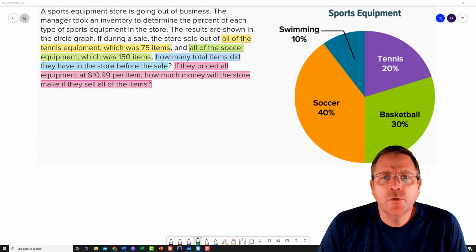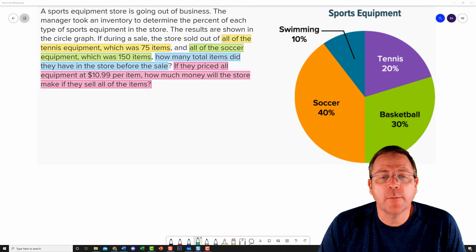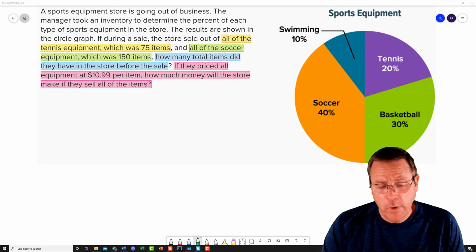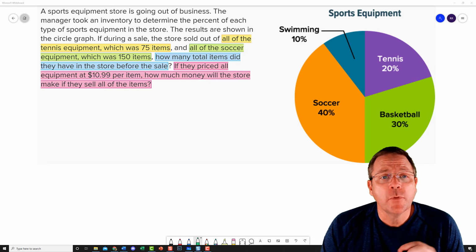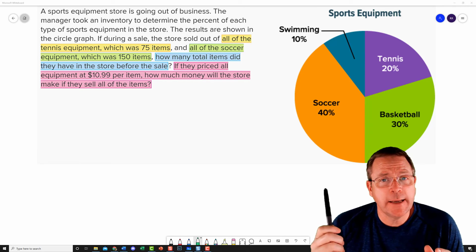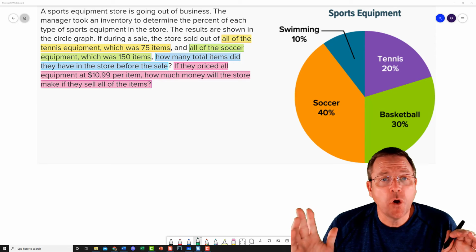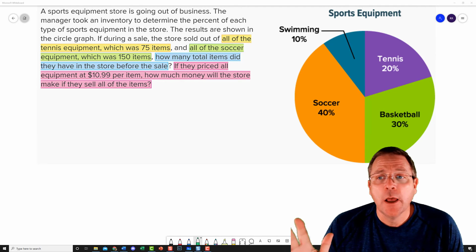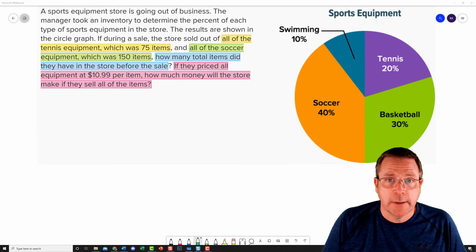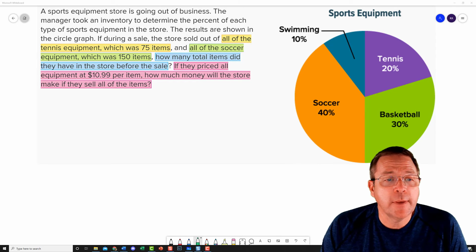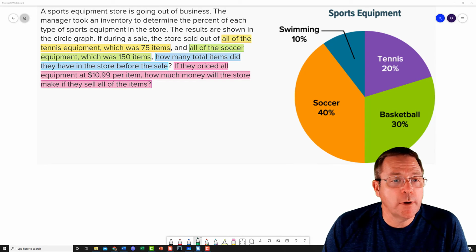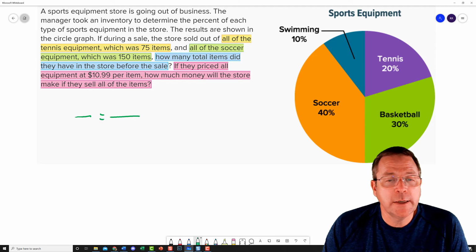Now we have 2 totally separate questions here. The first question was, how many total items did the store have before the sale? Now, the way I'm reading this could be wrong. The way I'm reading this, they're not asking how many tennis plus soccer items they had, because that's not total items. To me, total items represents all 100%. And the way I would do that, I think the easiest way would be to set up an equivalent ratio for my tennis items.